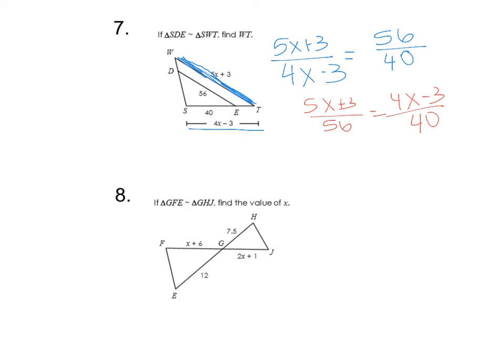It doesn't matter. All right, I'm just going to get the answer real quick. So let's see. 200x plus 120 equals, oh Lord, 56 times 4. Handy dandy calculator, 224. 224x minus 56 times 3, which is 168. So let's see, we get 24x equals 120 plus 168, 288. So x is 12. And then it wants us to find WT. So we're plugging into that. So that answer is 63.